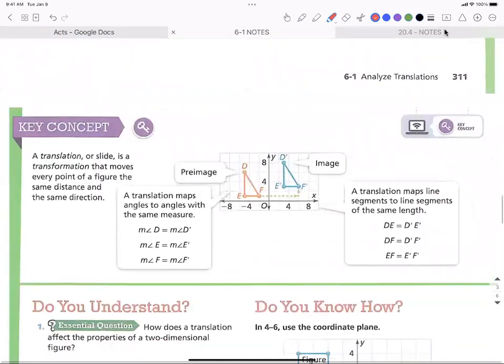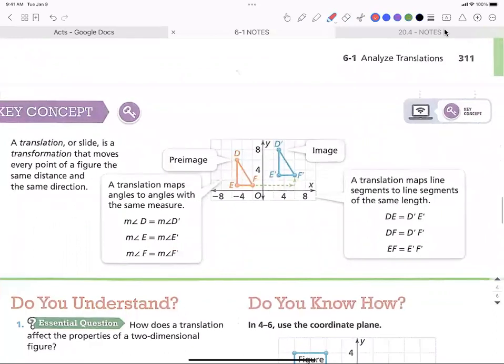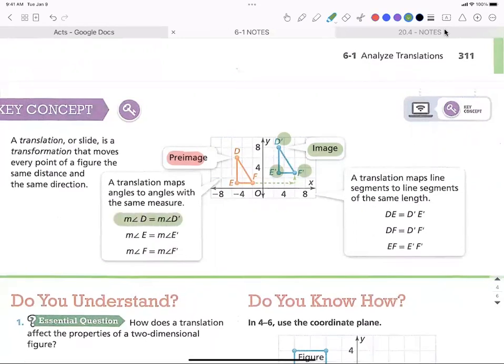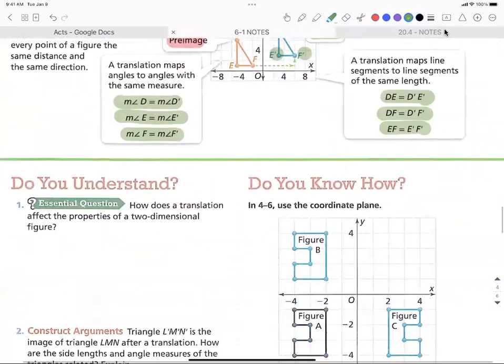All right. On the key concepts, again, this is just everything we just talked about. Notice the terminology. We've got the pre-image. We've got the image, and the image is always notated by those prime marks. Make sure that you put those on there so that you differentiate between the pre-image and the image. And then notice here, all the angles are the same. All the line segments are the same. As far as length, everything stays the same.